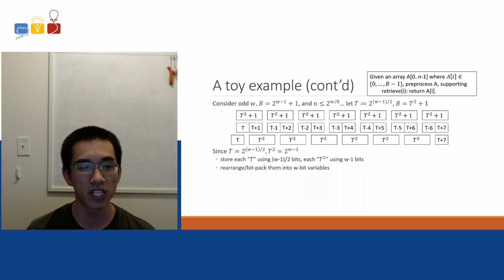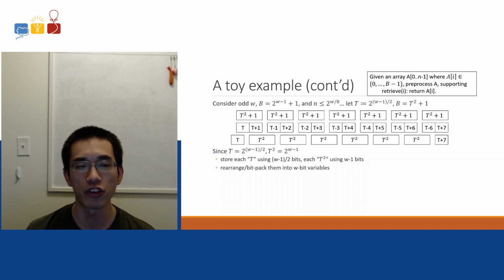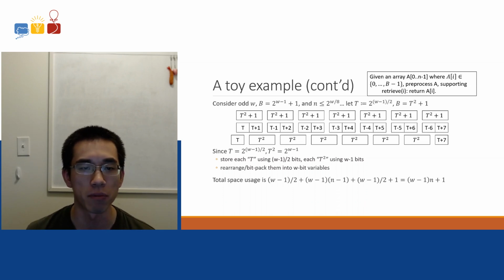And the point of doing this is because t is a power of 2, and t squared is also a power of 2, and we eliminated the one extra value so that they can fit in an integer number of bits. So in the final data structure, we're just going to store each t using w minus 1 divided by 2 bits, and each t squared using w minus 1 bits. And then we're going to rearrange and bit pack them into w bit variables.